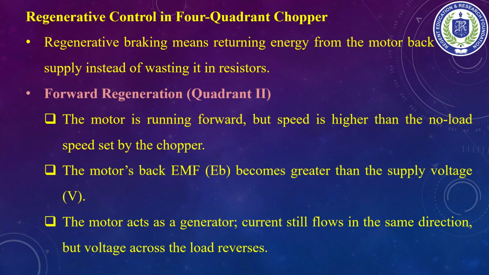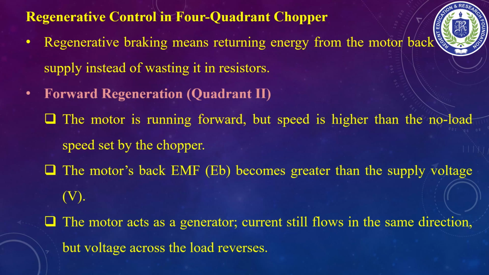So as per the question, we have to discuss the regenerative control in the four quadrant chopper. First we have to know what is regenerative braking. Regenerative braking means the process of returning energy from the motor back to the supply. Instead of wasting it in resistors, we are feeding it back to the source. So we take some energy from the motor and return it to the supply instead of wasting it.